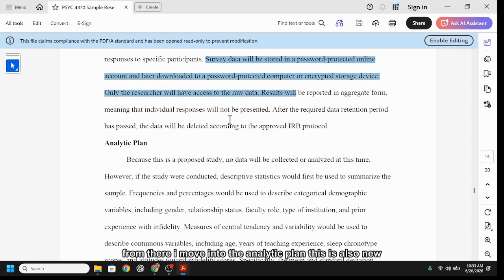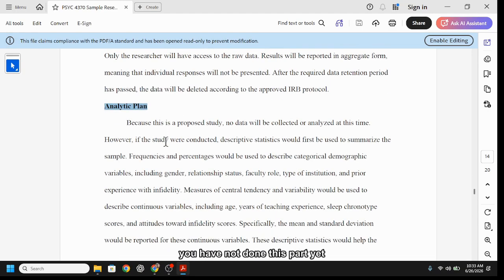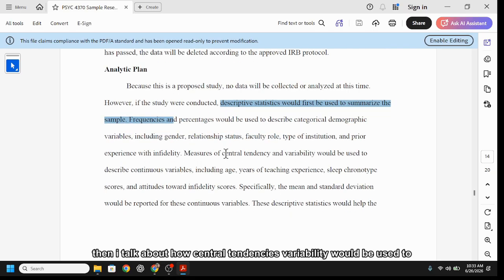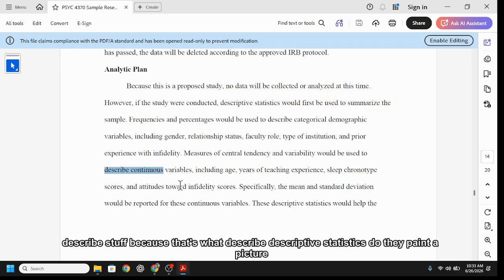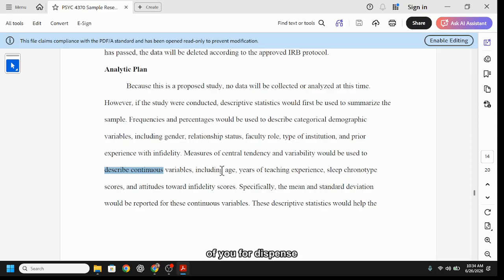Okay. From there, I move into the analytic plan. This is also new. You have not done this part yet. I talk about how this is a proposed study, so there's no actual data at this time, but I talk about how my descriptives would be used to summarize first. Then I talk about how central tendency and variability would be used to describe stuff, because that's what descriptive statistics do. They paint a picture of your participants.